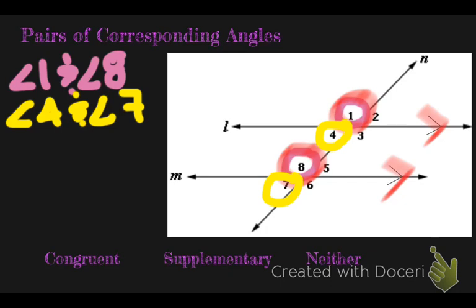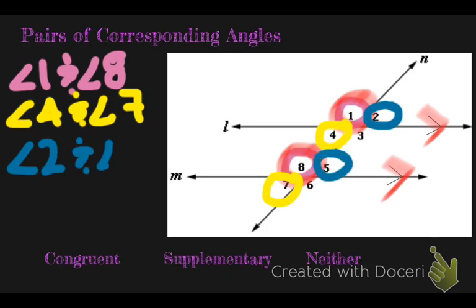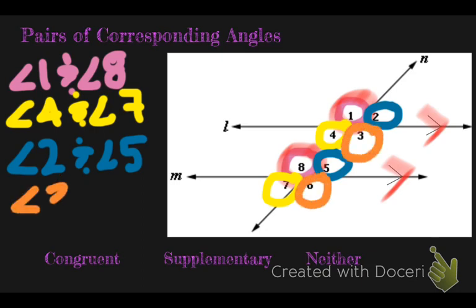All right, I'm going to grab another color. I'm going to do the same on the other side of the transversal. So angle 2 corresponds with angle 5. So angle 2 and angle 5 are corresponding angles. And then I'm going to grab my last color and I'm going to show you that angle 3 and angle 6 are corresponding angles.